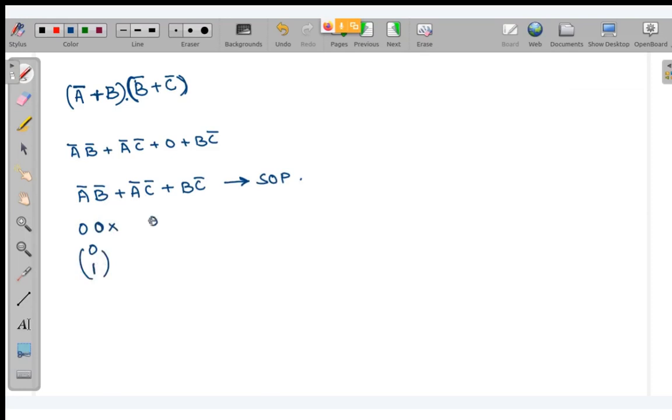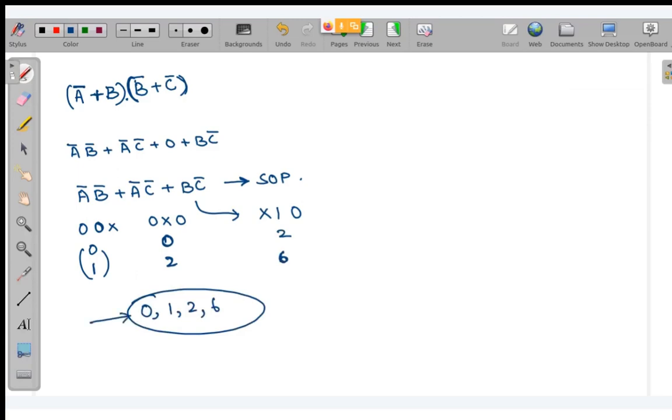For this term, A equal to 0, B is not present, C equal to 0. So this will be also 0, 2. For this one, A is not present, B is 1, C is 0. So this will be what? This will be 2 and this will be 6. If I write the min terms, that is 0, 1, 2, 6.